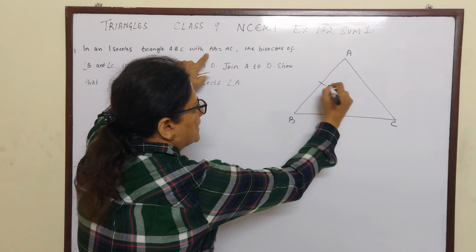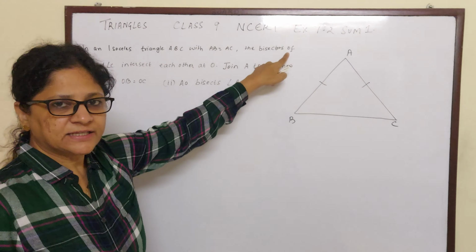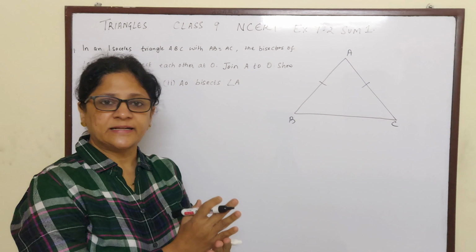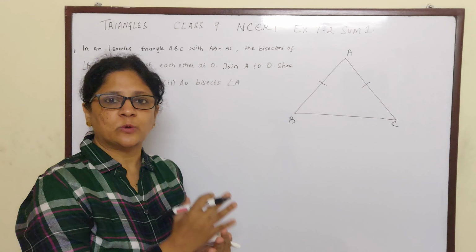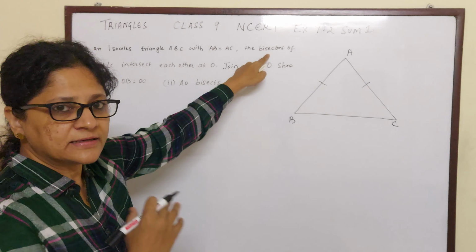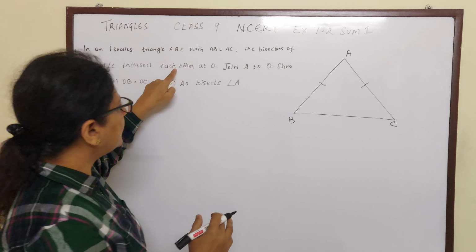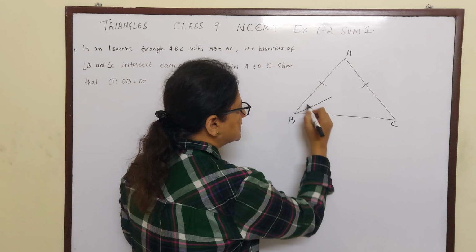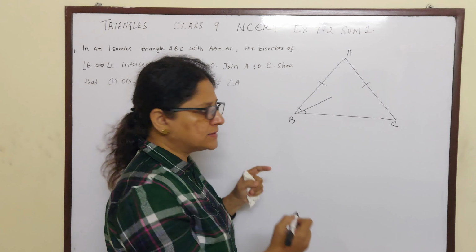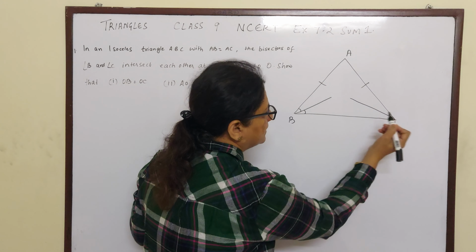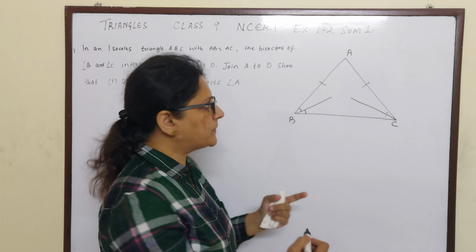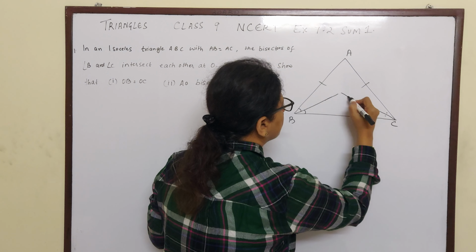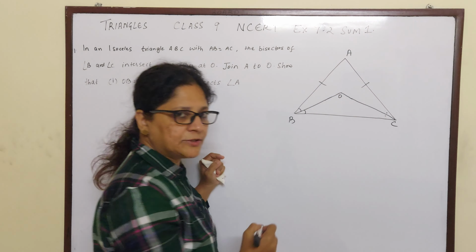With AB, this side is equal to this side. The bisectors of angle B and C. What do you mean by bisector, children? Some line cutting a particular angle into two equal halves. That means some line is coming from angle B and C and they intersect each other at O. So let me draw a line. This is your bisector. This is cutting angle B into two equal parts. And angle C, that bisector is cutting angle C into two equal parts and they come and intersect each other at O. So let me extend this line. So they come and intersect each other at O.